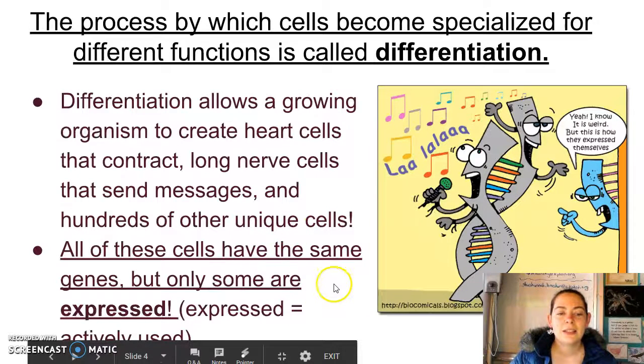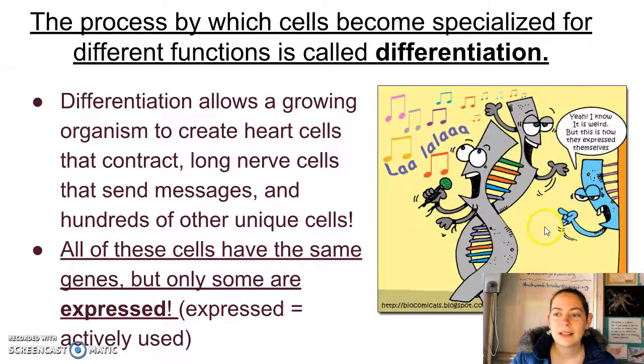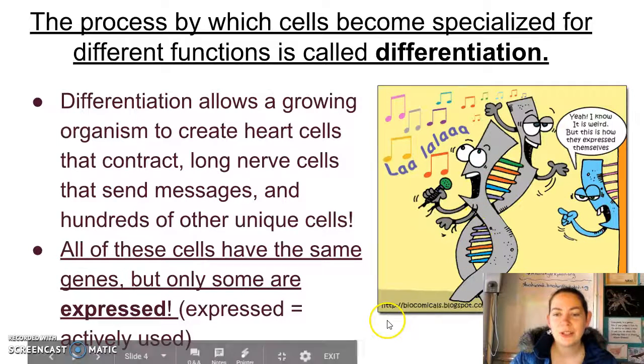And again, all of those cells have the same genes, but only some are expressed. So that's a good vocab word. Expressed means to be actively used. So for number 6, that's your answer. And then this is just a little cartoon. This guy saying, yeah, I know it's weird, but this is how they express themselves. So here's a different version of DNA expression.